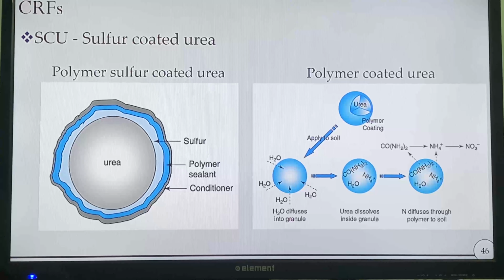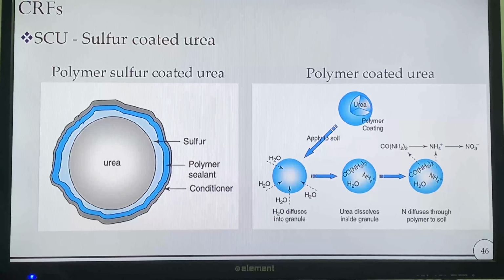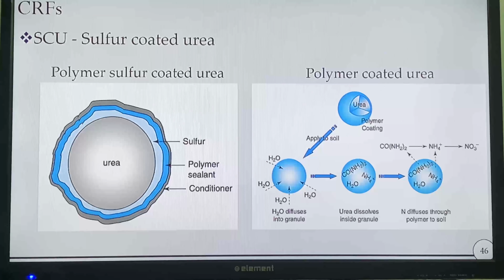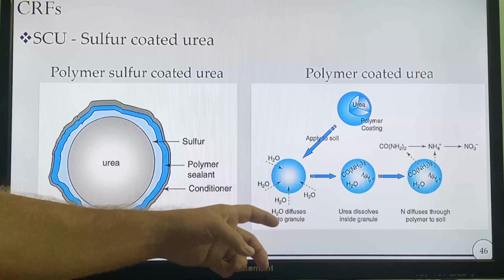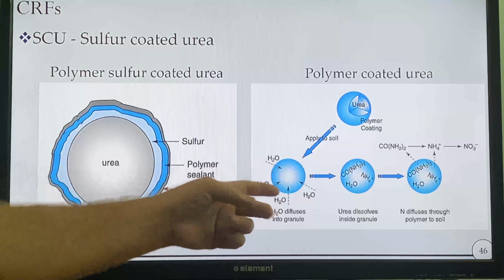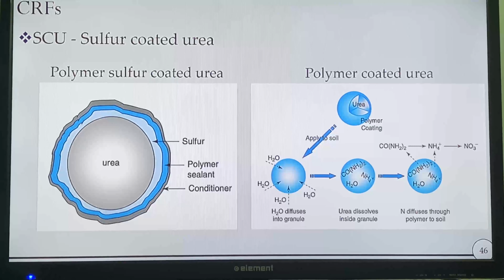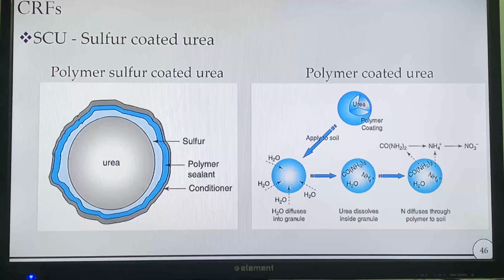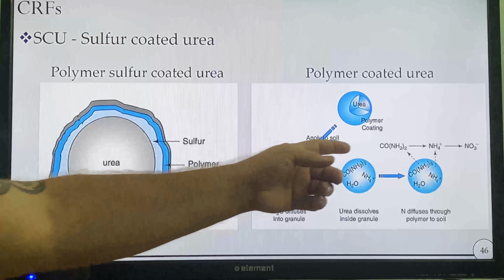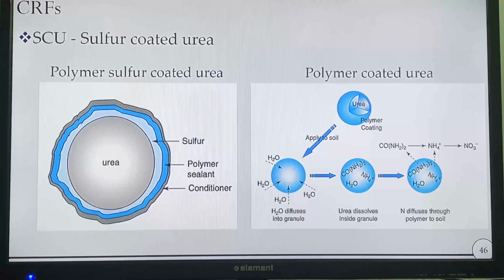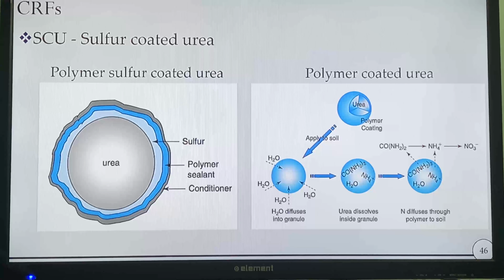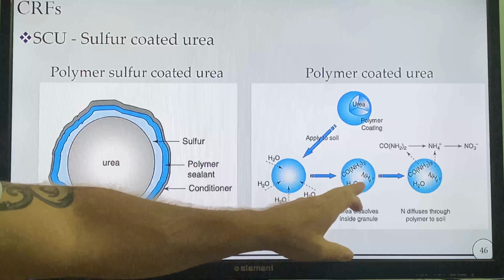On the right, we have a polymer-coated urea, so something like Environmentally Smart Nitrogen. We will apply this to the soil. Water will diffuse into the granule. That granule will then dissolve the urea that is inside and allow that to diffuse back out into the soil, and it will undergo the urea hydrolysis process once it is released. And maybe even a little bit while it's inside the granule.